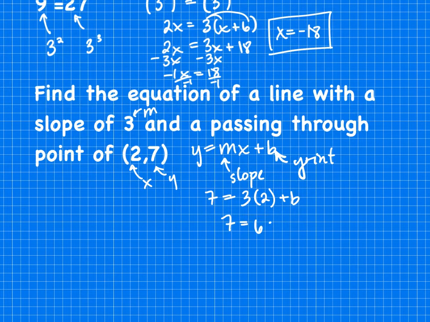So 7 equals 6 plus b. That looks like a 6. Subtract 6 from both sides, minus 6, minus 6. I've got 1 equals b. So this equation then, y equals 3x plus 1. So that's the warm-up.